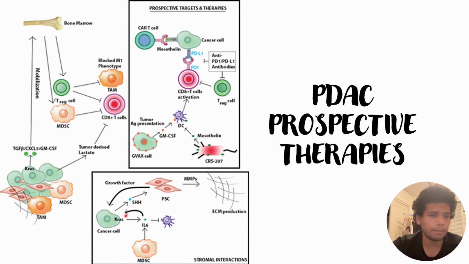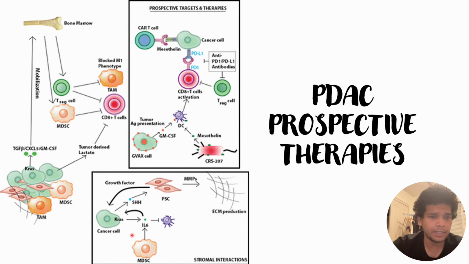Another way by which immune suppression occurs is through the interaction of the cancer cells and the PSC cells. This interaction leads to the production of extracellular matrix, which acts as a shield and prevents the dendritic cells from coming in contact with the tumor antigen.